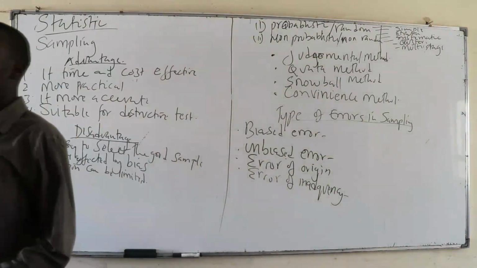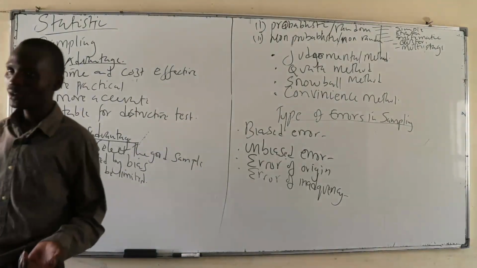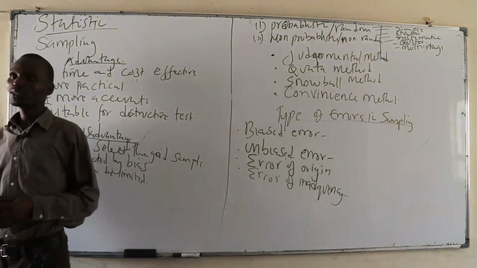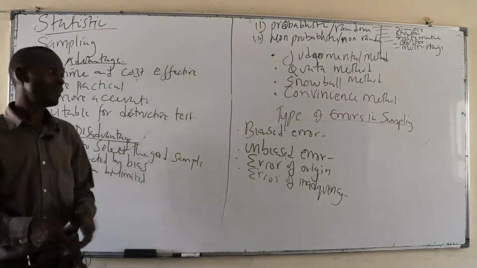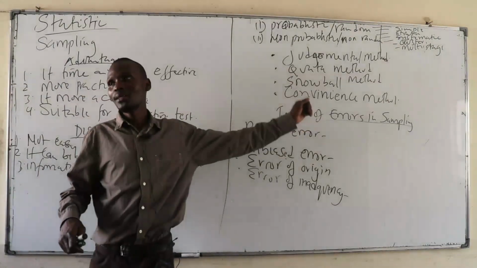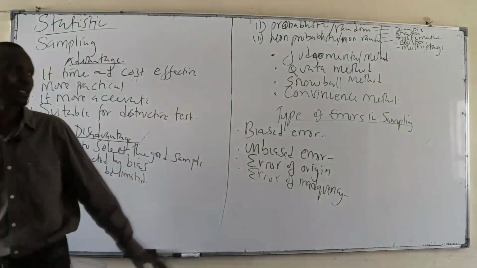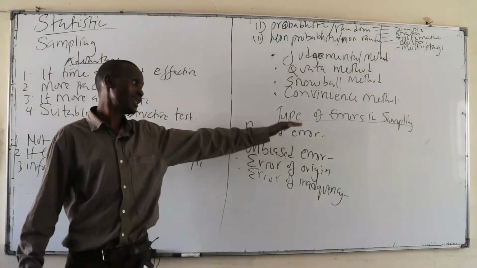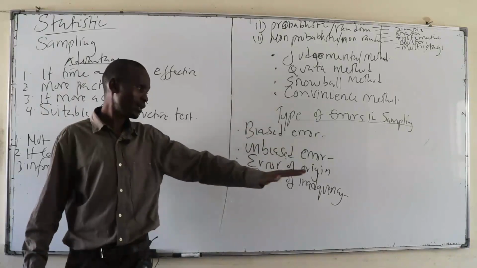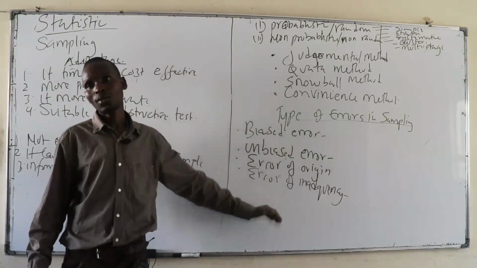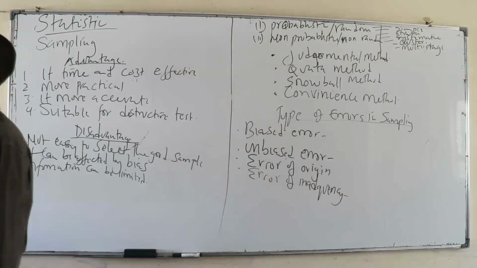But since sampling is all about guessing, or coming up with information that we could rely on, we have some errors that can be made in sampling. Number 1, we have bias error, error of origin, and error of inadequacy. Kuna swali?